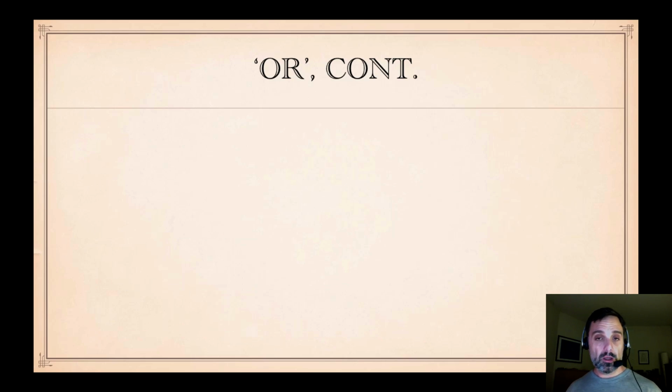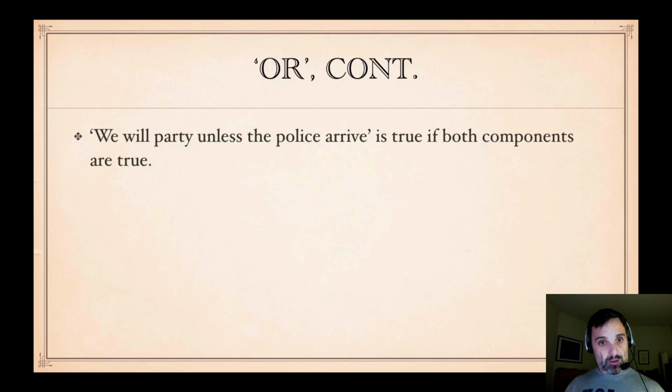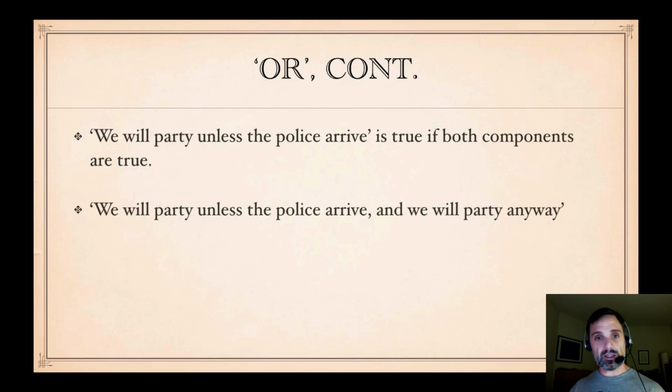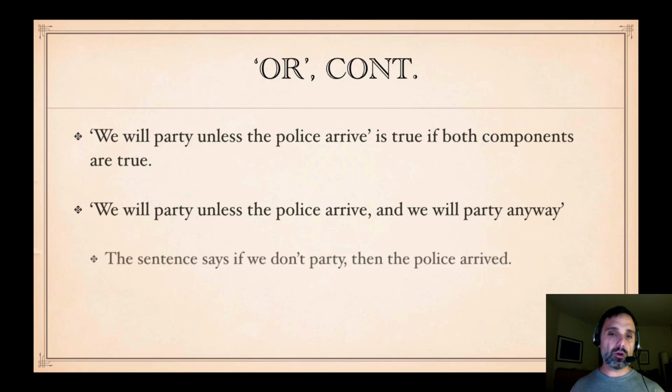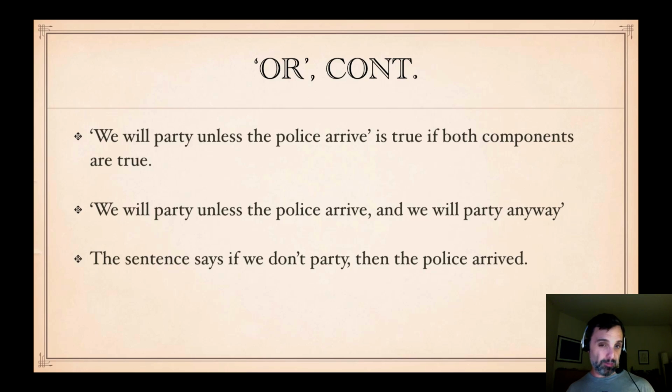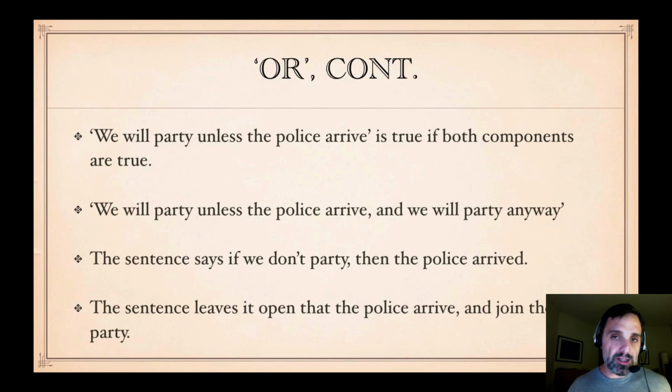So let's consider, is it true if both components are true? Indeed it is. We might say we will party unless the police arrive, and we'll party anyway. And so we can add this explicit stipulation that says even if they do arrive, we will still party. So what the unless sentence at least apparently says is that if we don't party, then the police have arrived. And that's equivalent to saying either we will party or the police will arrive. So the sentence does leave it open that, for example, the police arrive and join the party.